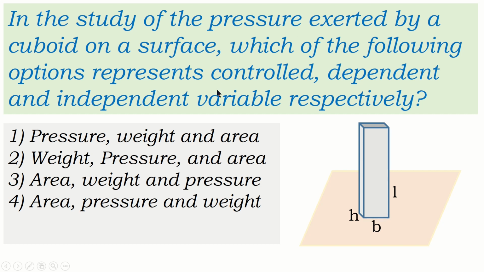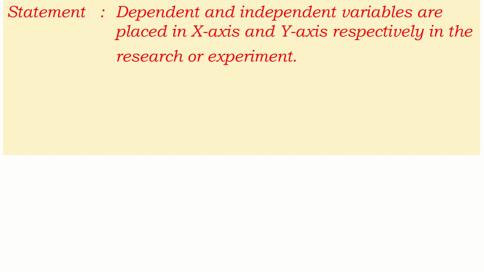We have to make an order of controlled, dependent and independent variable. The controlled variable is the weight, which remains the same. The dependent variable means the one on which we are seeing the effect, that is pressure. This is weight, this is pressure, and what is the independent variable? Area. So it should be weight, pressure and area respectively for controlled, dependent and independent variable. So we have to look for weight, pressure and area. This is present in the second option. That's why we have to select the second option. Let's go through another question.